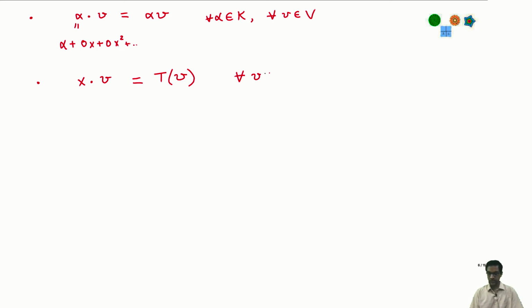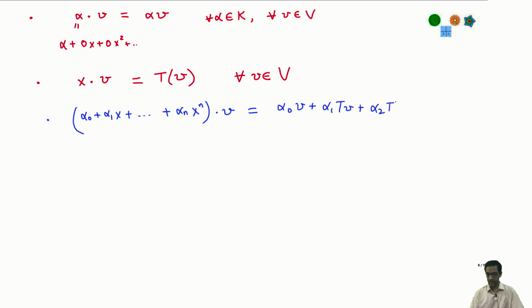Okay, so you can think of these two as the two defining properties. And of course these two automatically tell you what a general polynomial does. If I take alpha 0 plus alpha 1 x plus ... plus alpha n x power n acting on V, it is just alpha naught V plus alpha 1 T V plus alpha 2 T squared V and so on. Okay, so that was, recall, how we made V into a K[x] module.